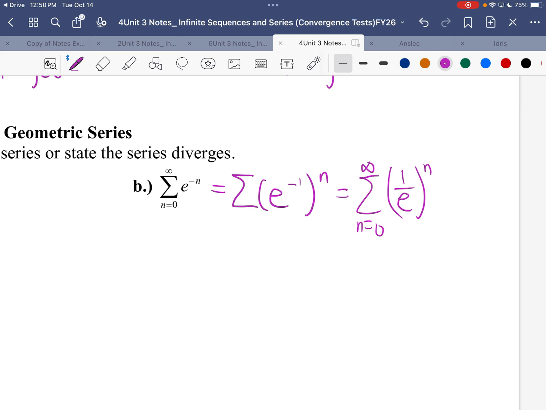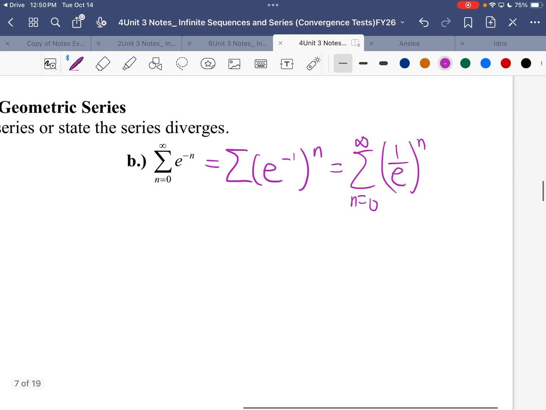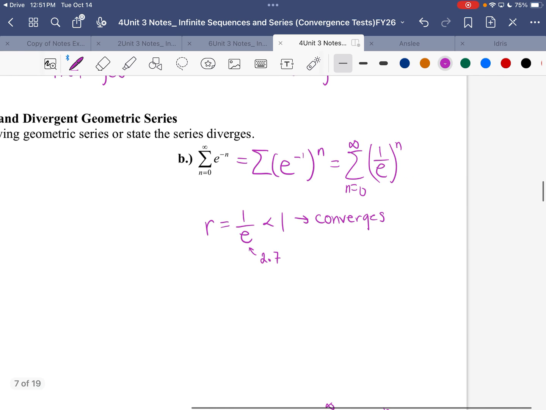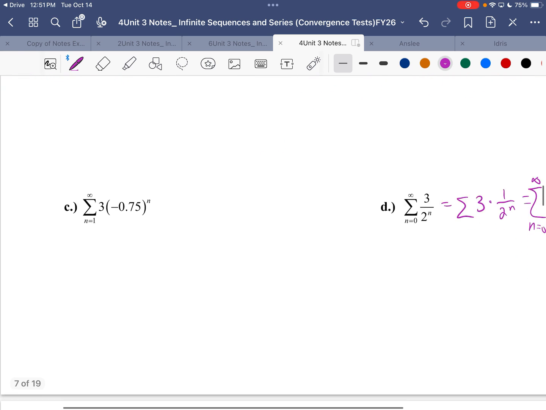Okay. How about B? B was tricky, a little bit of properties of exponents. What was r equal to? 1 over e. What is e approximately? 2.7. So is this less than or greater than 1? Less than 1. So we are converging. If it converges, I did want you to find the sum. I don't think I said that yet, but let's just finish converging or diverging.